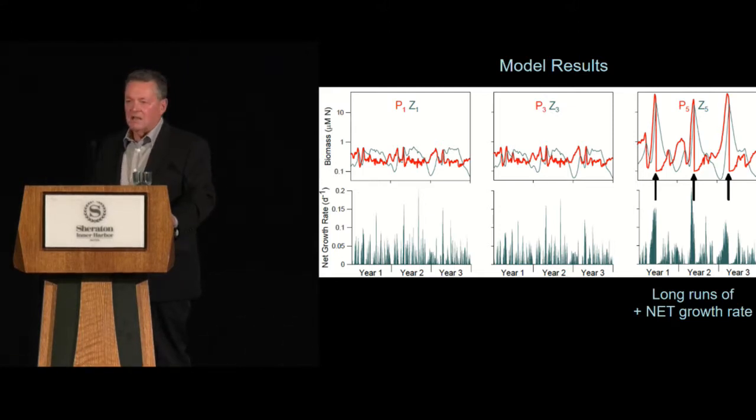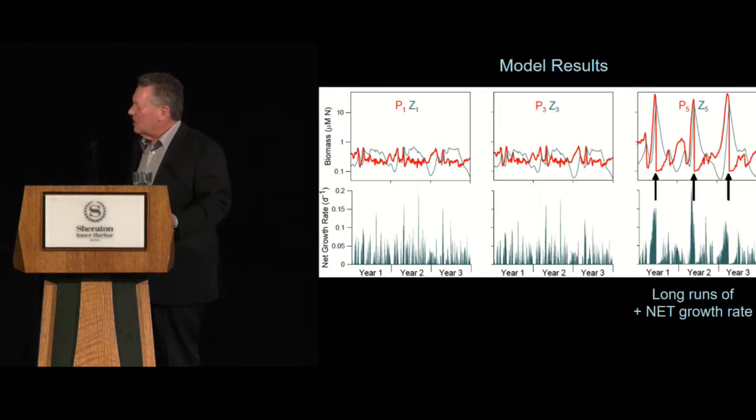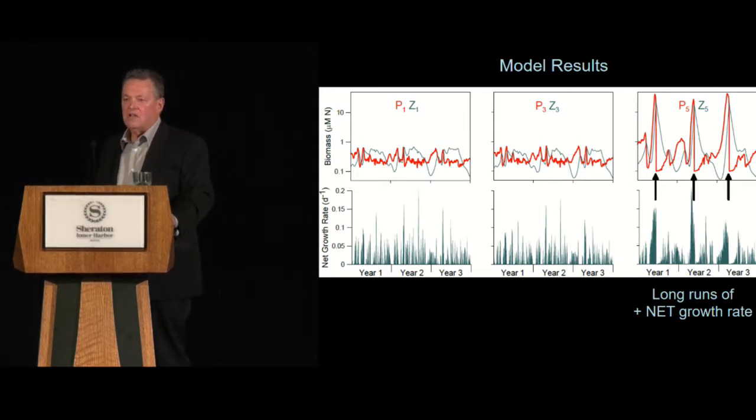So it looks like the difference between large and small cells is these runs of sustained positive net growth rate that are a result of the fact that the large grazers graze more slowly, their populations grow more slowly than the small grazers, and that leads to lags in the population response of the grazers that is present in the large component but not in the small.